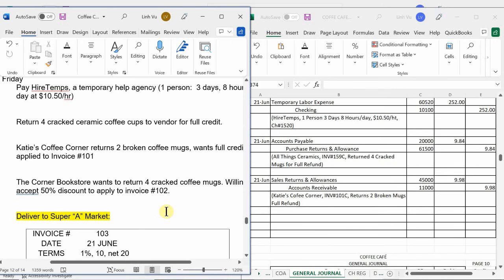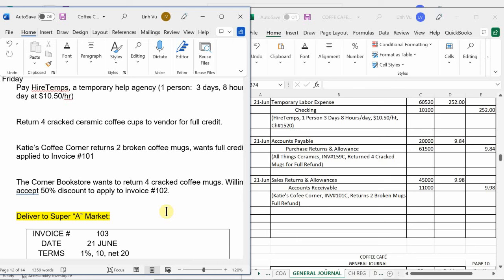So once again, Albert delivered this to the corner bookstore and somehow ended up having 4 of those mugs cracked and broken. So in this case, we said, I'm so sorry. We are a new company. This is a new worker for us. Just to make you happy, how about we give you a 50% discount off of those 4 coffee mugs?